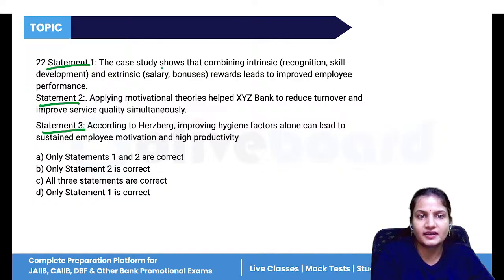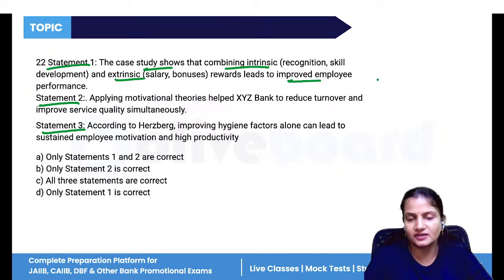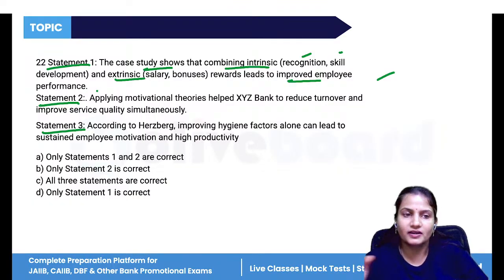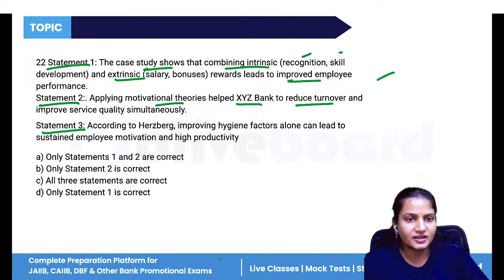Statement one says the case study shows combining intrinsic and extrinsic rewards leads to improved employee performance. Yes, it is correct. If both the intrinsic, like recognition and skill development, and extrinsic rewards are given, both will help to improve employee performance. Now, applying motivational theories helps the bank reduce turnover. Yes, if motivational theories are applied by the XYZ bank, then the employee turnover will be reduced.